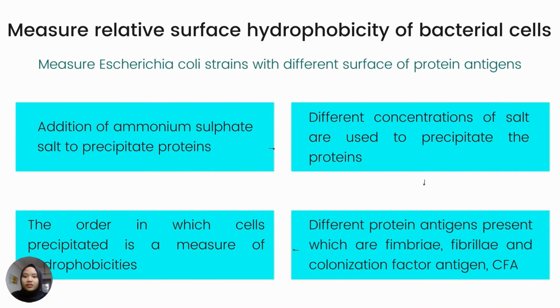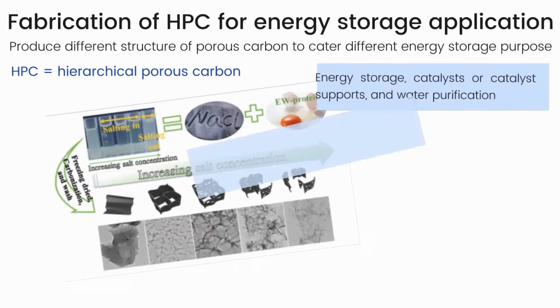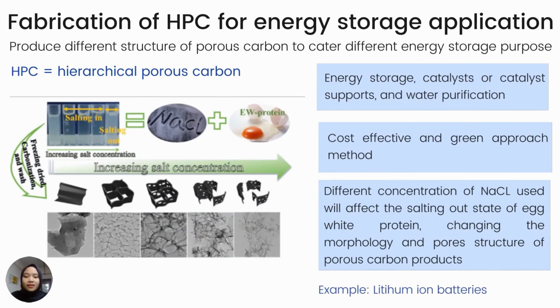Secondly, to measure relative surface hydrophobicity of bacterial cells, which was applied to E. coli strains with different surface protein antigens. This is done by adding different concentrations of ammonium sulfate salts, and the order of precipitation will measure the hydrophobicity of the protein. Lastly, fabrication of hierarchical porous carbon, HPC, for additive storage, catalyst, and water purification.